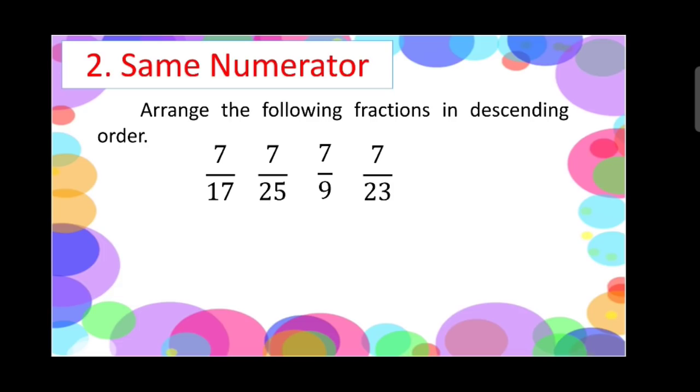So, mapapansin nyo, sino yung pinakamataas na value dyan? Siyempre, si 7 over 9. Susunod, yes, si 7 over 17. Susunod, si 7 over 23 or si 7 over 25. Of course, si 7 over 23. And lastly, si 7 over 25. So, yan, nakita natin na naka-descending order. So, ganun lang po siya kadali. So, makikita nyo, pinakamataas yung value, si 7 over 9. Pinakamaliit, si 7 over 25.